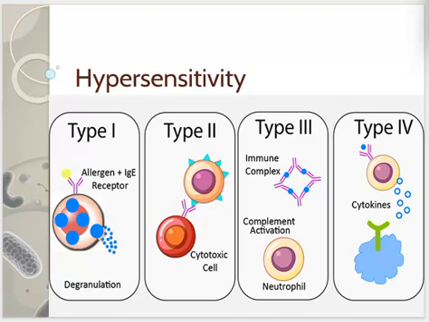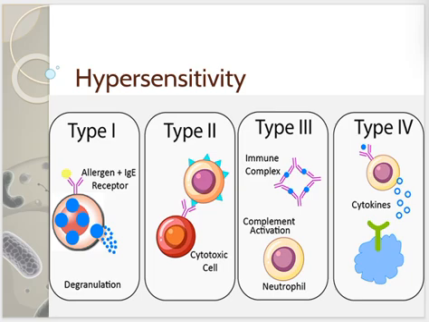Welcome to our discussion on hypersensitivity reactions. These are immune responses that go beyond what's necessary, causing harm instead of protection. There are four main types, each with distinct mechanisms. Type 1 involves allergens triggering IgE antibodies on mast cells, leading to immediate reactions.